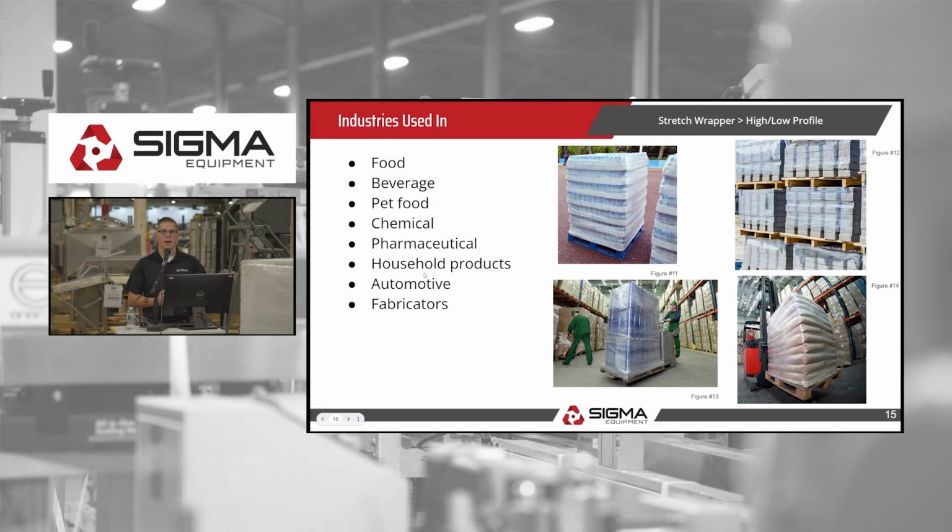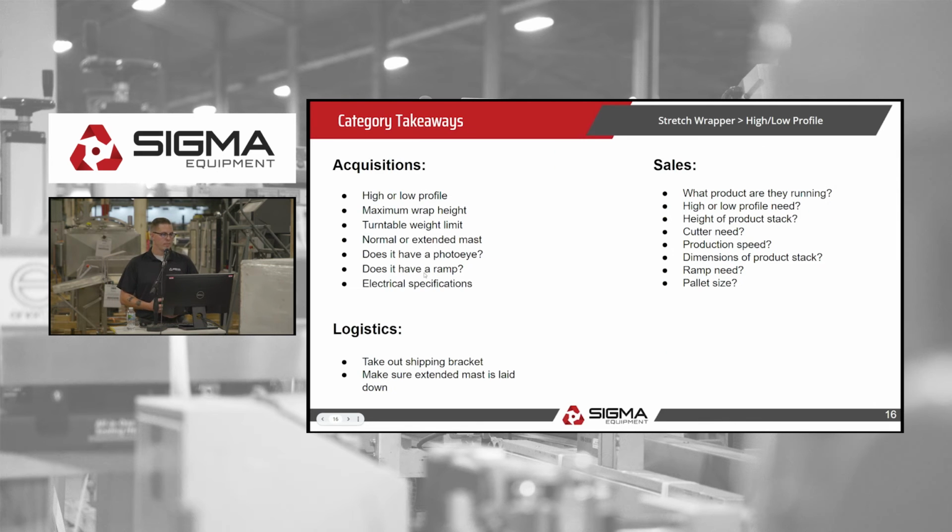Industries used in, honestly, it's pretty much anything that involves packaging your product. Just some examples: food, beverage, pet food, chemical, pharmaceutical, household products, automotive, fabricators. Just some examples. Some takeaways: acquisitions.